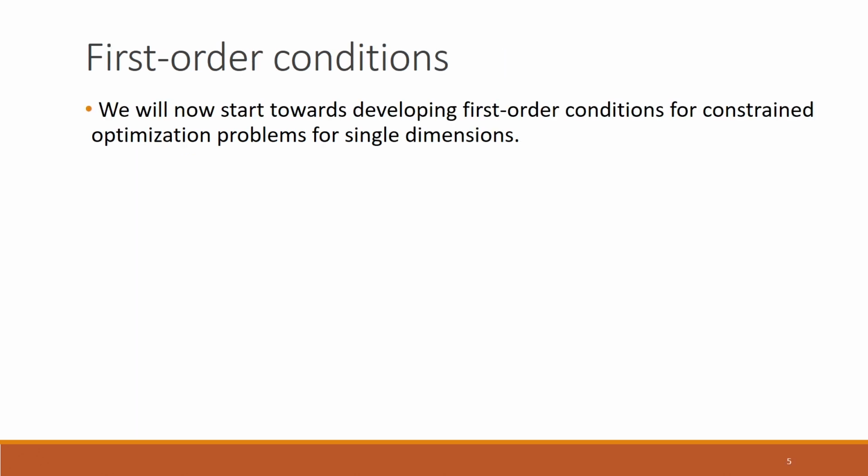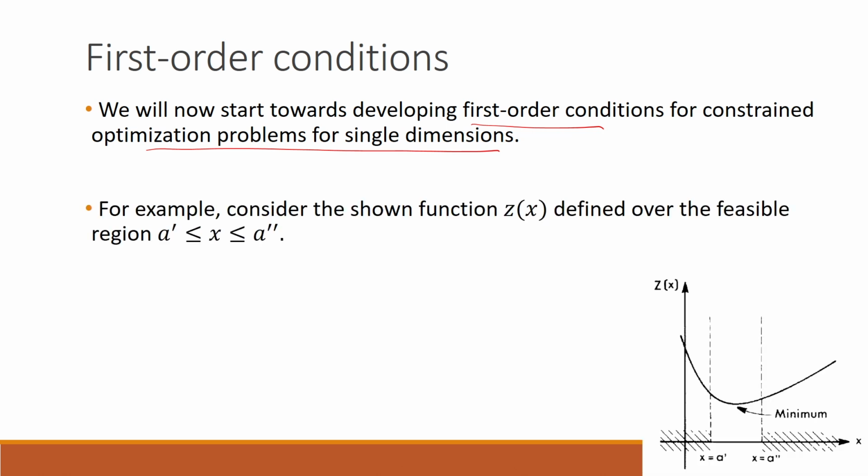Let us now start developing the first order conditions for constrained optimization problems. As we had done in the unconstrained optimization case, we first focused on the single dimension case, where the function was varying with only one variable, and then we extended the same concepts to the multivariate cases. So here also, in the constrained optimization case, we will focus on a single dimension so that we can get some intuition, and then it will be easier to extend those concepts to multiple dimensions or multiple variables.